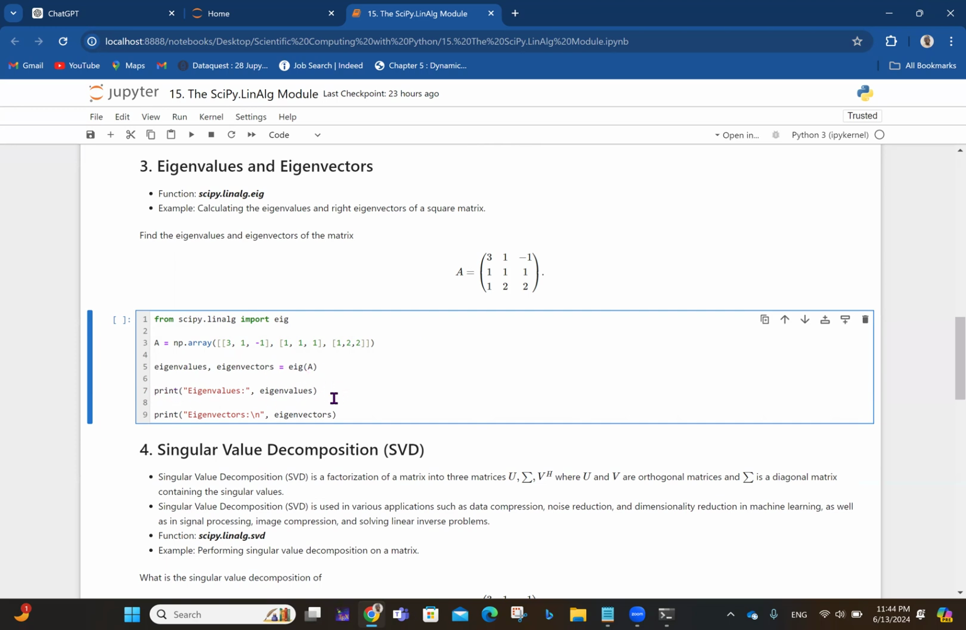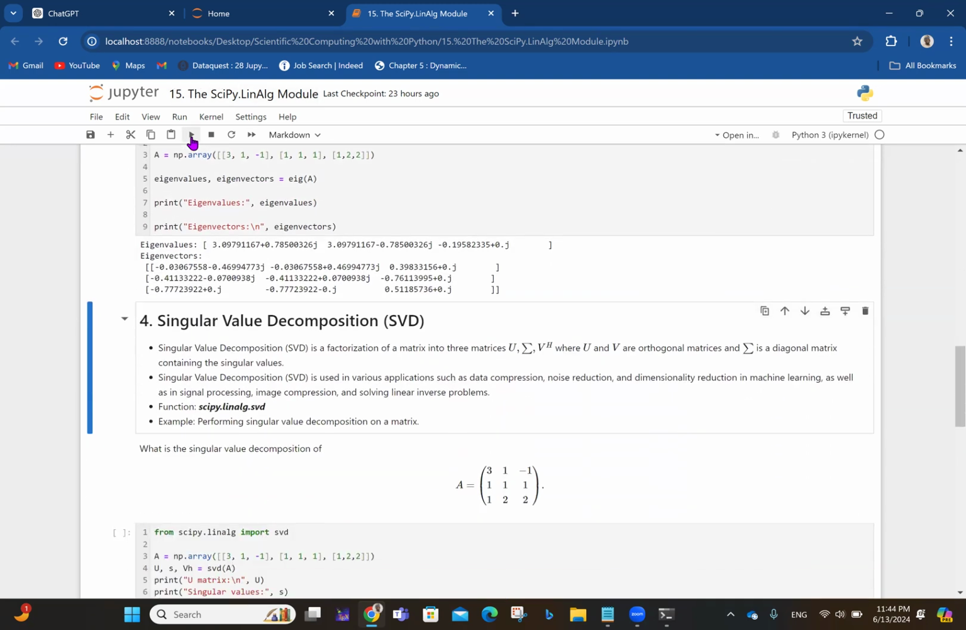In line 7, we're extracting the eigenvalues by calling the variable name we have in line 5. And of course, in line 9, we are printing the eigenvectors. This \n is making sure the eigenvectors go into a new line, so that's another thing we can do instead of using the blank print I've always used. So if I run this now, you have the solution.